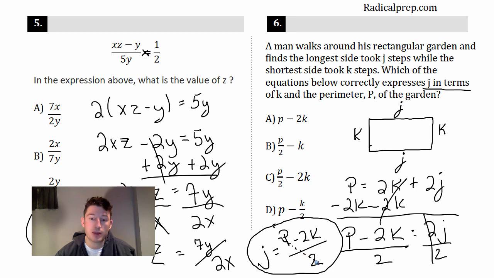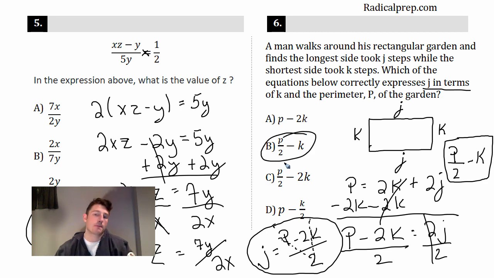If you can make a v, you can divide that denominator into both pieces. So that's going to be p over 2. Let me write it right here. P over 2, and that's negative 2 over 2, which is negative 1, or negative k. So p over 2 minus k is the same as this one. So where's that one? P over 2 minus k. Choice B. It's right there.